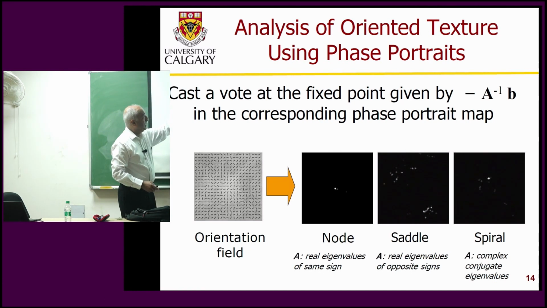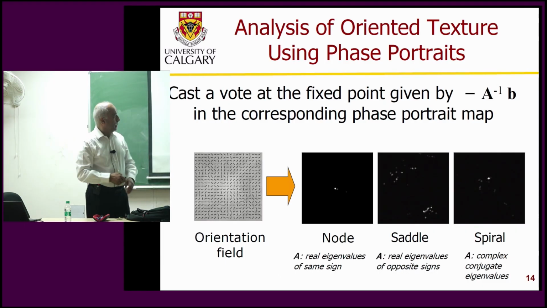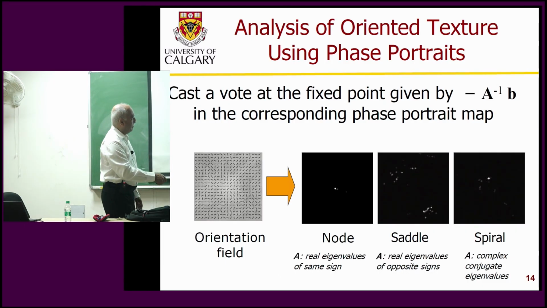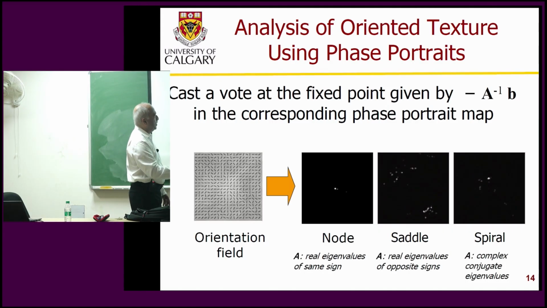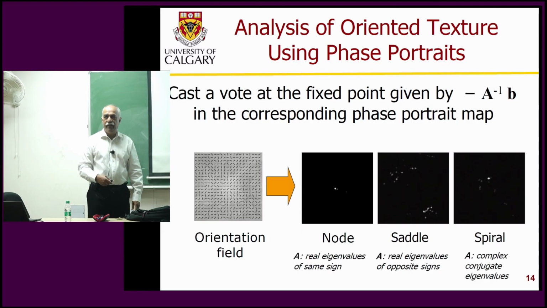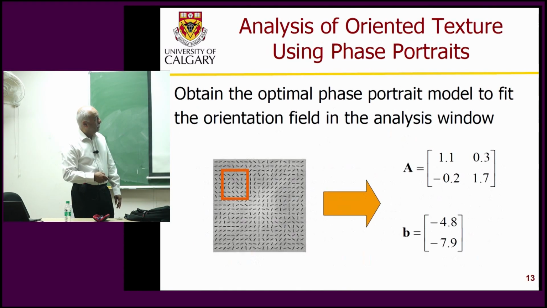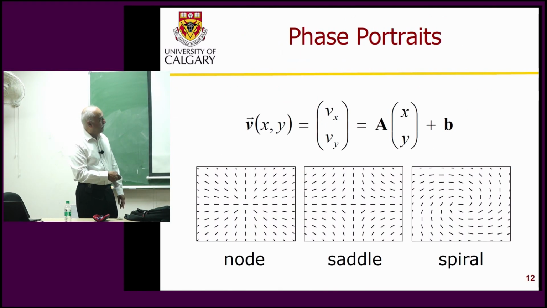And at that point, there is some convergence. And the window could be here, and it could say the A inverse B is here, and it is a node. So at that point, you increment. Saddle, if eigenvalues are real, of opposite sign. Spiral, if they are complex conjugate eigenvalues. That is spiral, this is saddle.